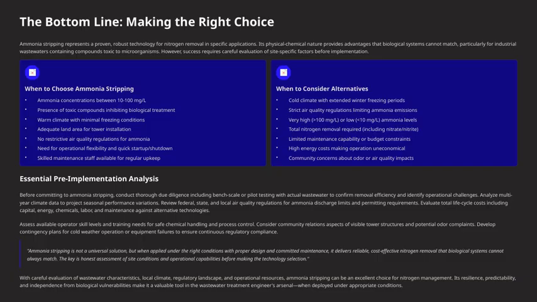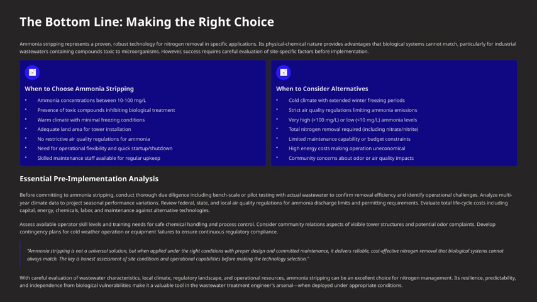The bottom line is making the right choice. Ammonia stripping is a proven and robust technology for nitrogen removal in certain applications. Its physical and chemical nature offers advantages that biological systems just can't match, especially when dealing with industrial wastewaters that contain compounds toxic to microorganisms. But of course, success depends on careful evaluation of site-specific factors before moving forward.